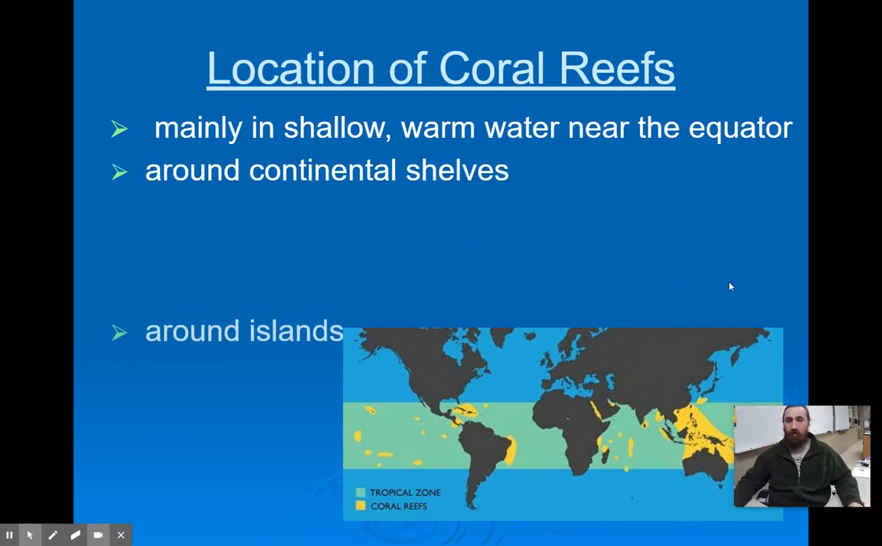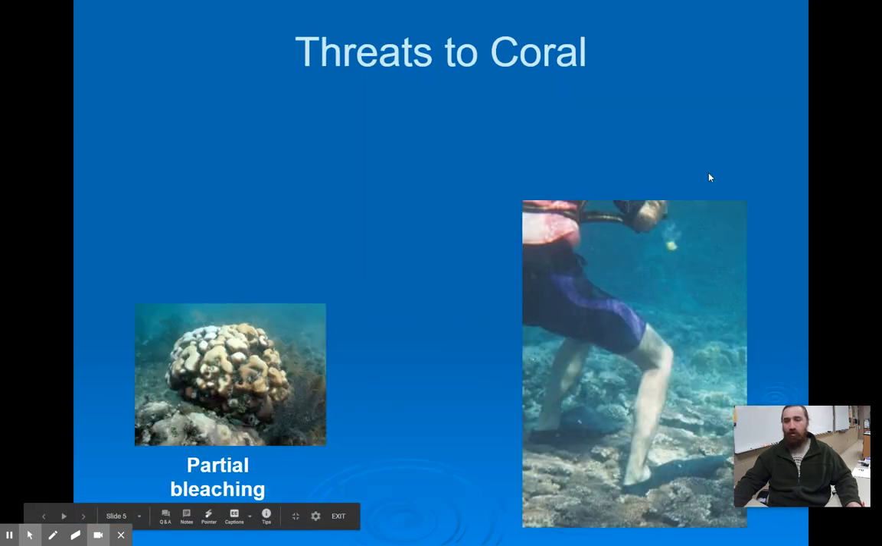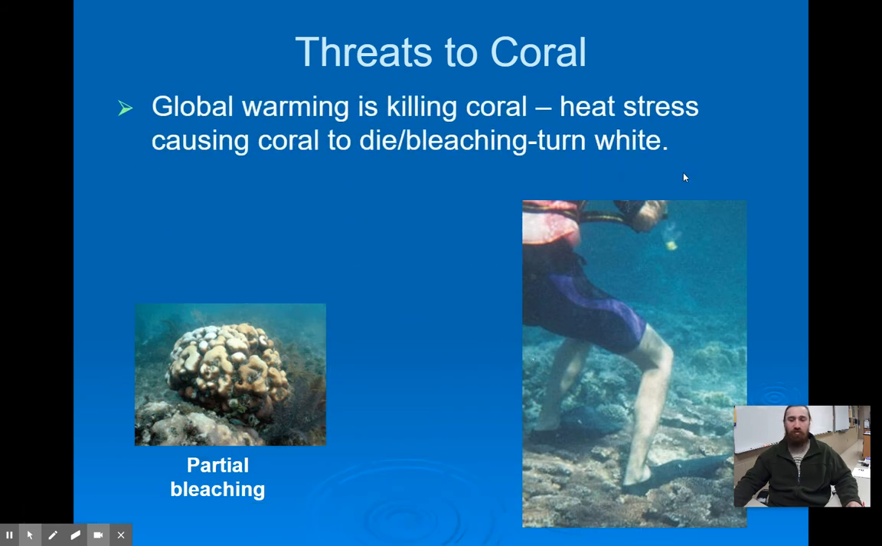Around continental shelves, around islands, and the top of seamounts. Now, as I said earlier, this is not always the truth here. We're going to talk about a species of coral reef that does not always grow in these certain areas. Now, there's a couple big threats to coral, and one of the major ones, just like most things, is global warming. So heat stress causes coral to die, and it's bleaching.